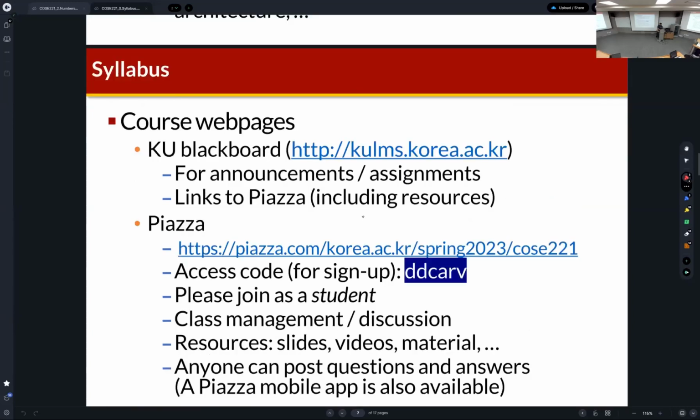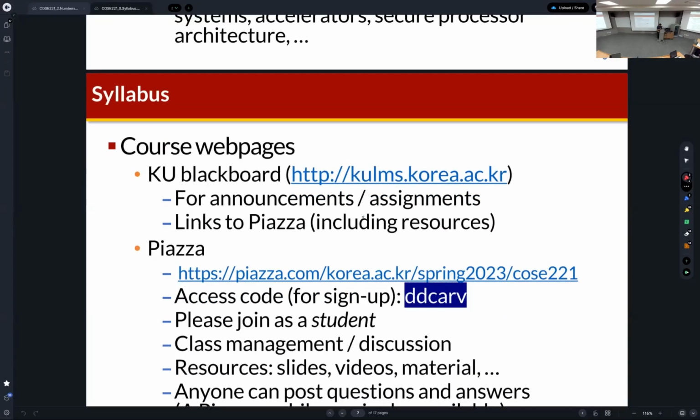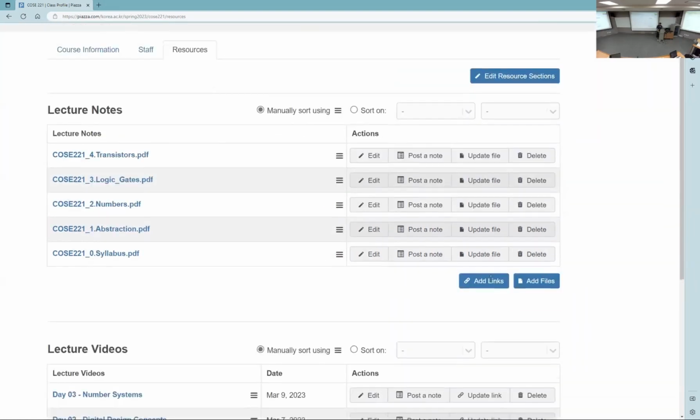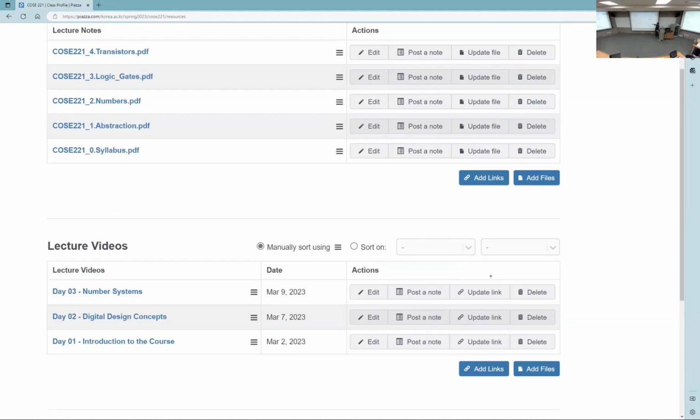So this is the resource tab of the Piazza. Piazza is the class management system platform. As you can see, you can find the lecture notes here, and also the lecture video links in this table. As I promised, I recorded this lecture using Zoom, and I post the recorded lecture video on YouTube, and you can find the list of the lecture video links in the resource tab of the Piazza.